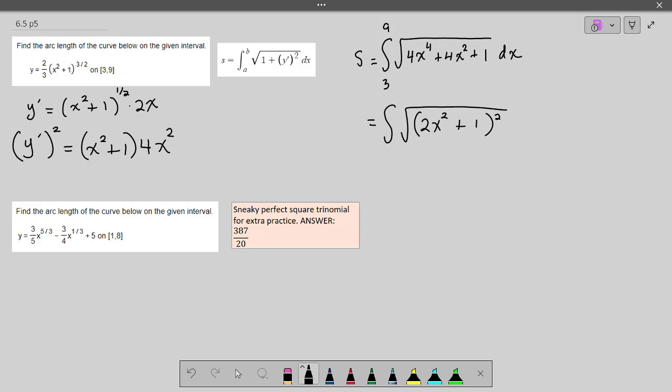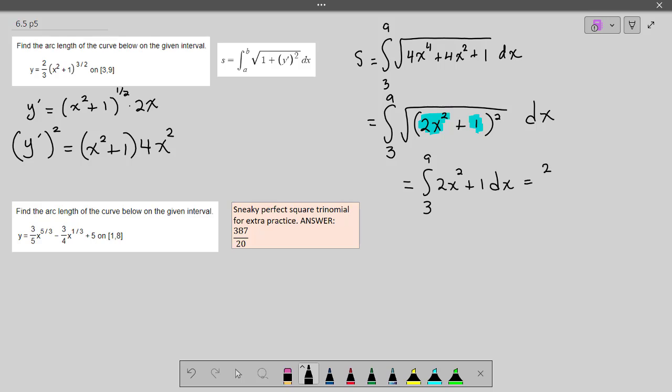That checks. And then the middle term is going to be 2 times a times b. So a times b is 2x squared, and if we double 2x squared, we get 4x squared. So that is the right factorization. That is a perfect square trinomial. It's not one of those sneaky perfect squares, but it is a perfect square trinomial. So we have that, and then we should be able to take the square root of the square. So we're going to have the integral from 3 to 9 of 2x squared plus 1 dx.